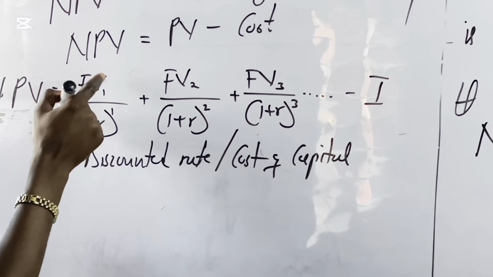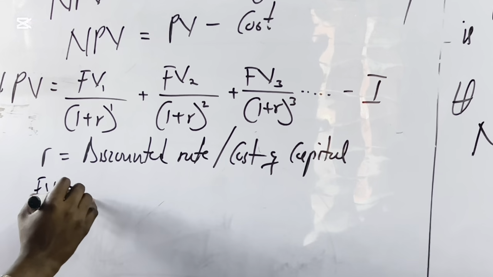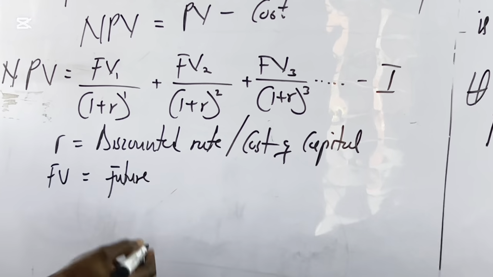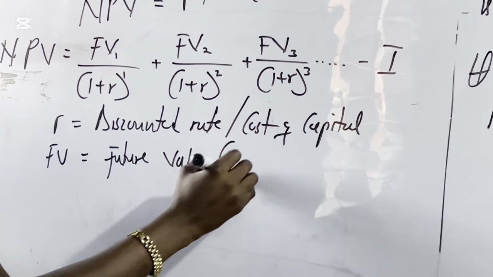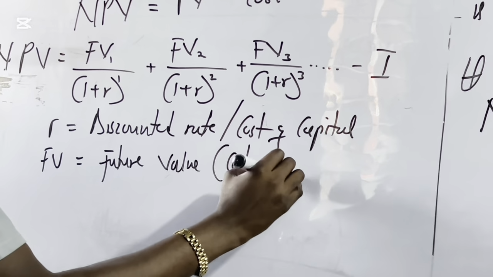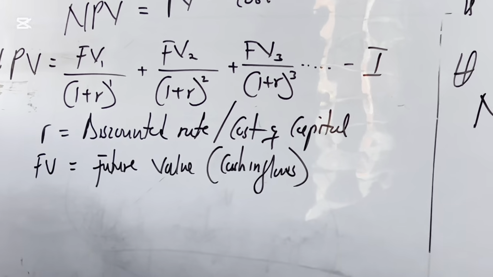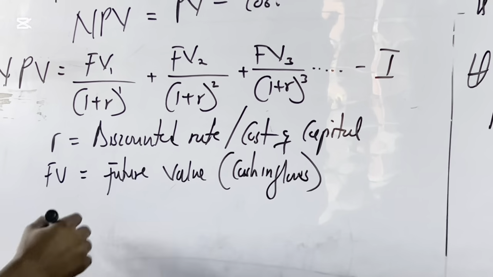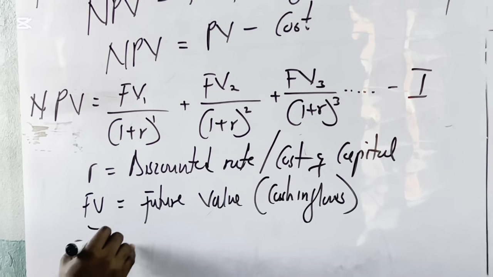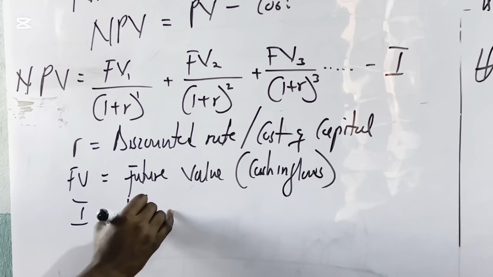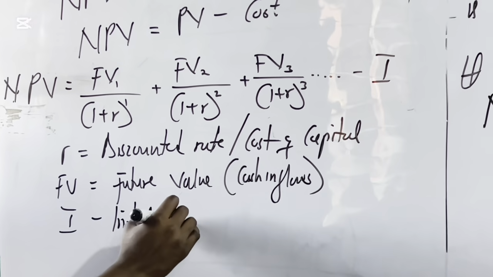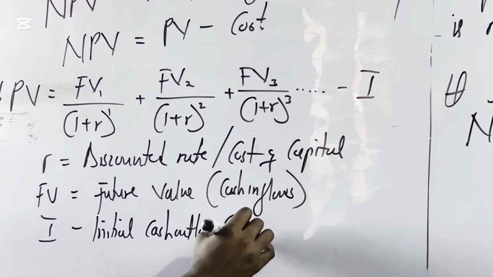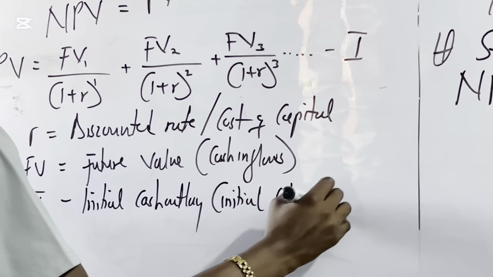And then our FV is just the future value, or the cash inflows. And then normally we will represent the period by n, where n is our period. Then the I you see here is your initial cash outlay or initial cost of investment.